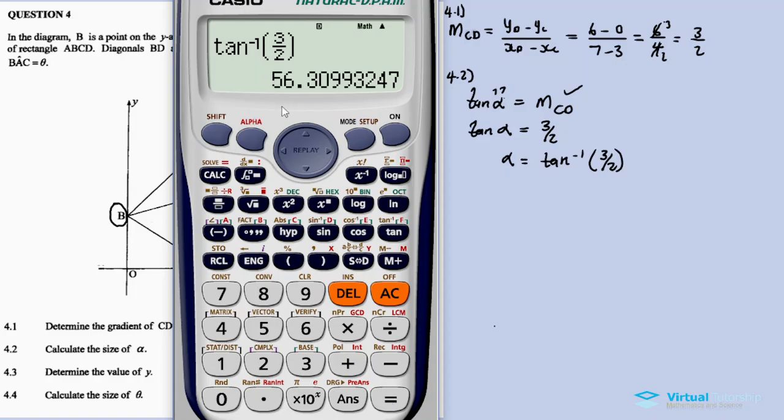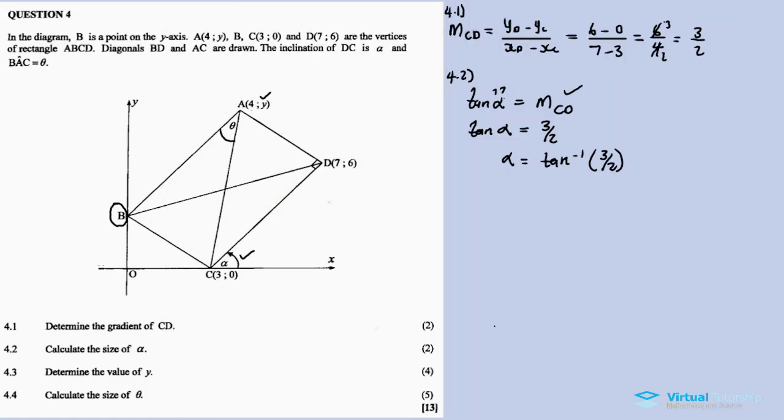We find that it's 56.31 in 2 decimal places. So our answer is alpha equals 56.31. So that is our alpha again.